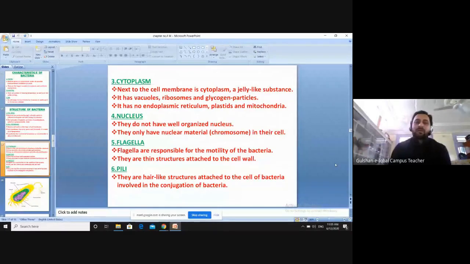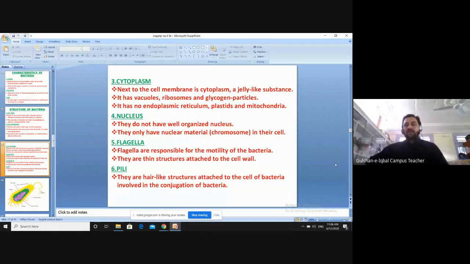Okay, then comes the nucleus. A bacterial cell does not have a well-organized nucleus. As we discussed, they are prokaryotic. So prokaryotic means that the nucleus is not true. The nucleus is not well-organized. Okay, they only have nuclear material or chromosome present in them. In the cell, only chromosomes are present which behave as their nucleus, but the true nucleus is not present in the cell of the bacteria. Okay, then we have flagella.